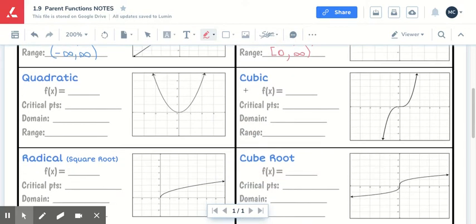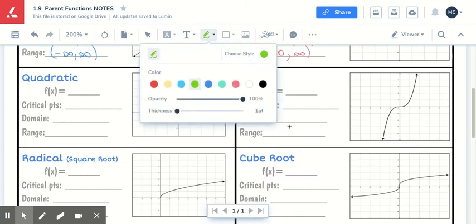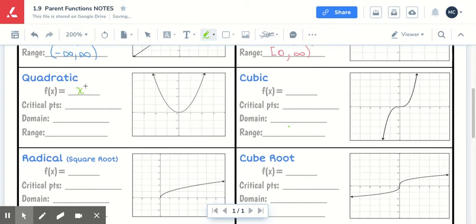The next parent function is called the quadratic parent function. The equation for that one is f of x equals x squared. This is the one you spent a lot of time on in Algebra 1 and also again in Algebra 2. You probably spent a considerable amount of time with quadratics. The critical points on this one are (-1, 1), (0, 0), and (1, 1).